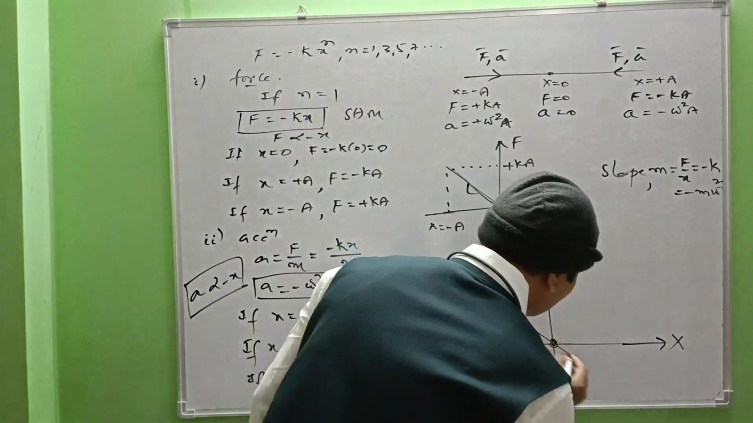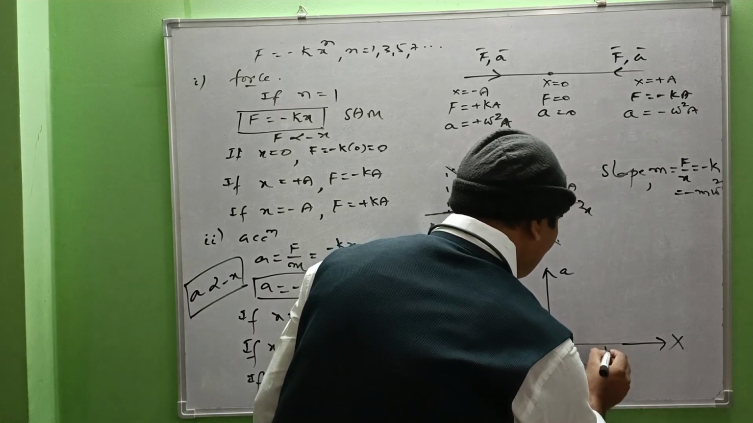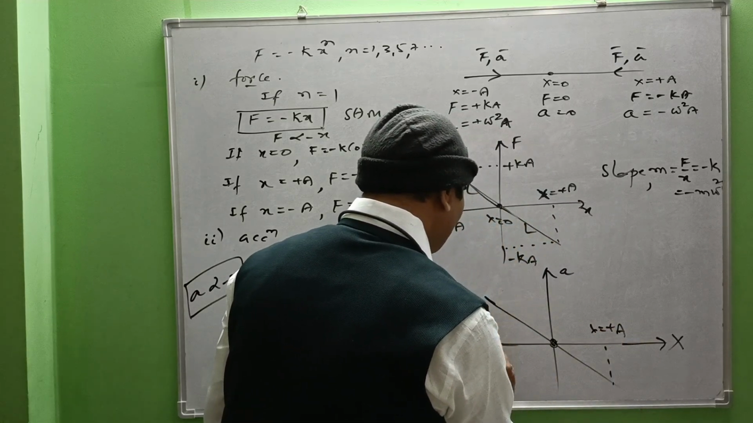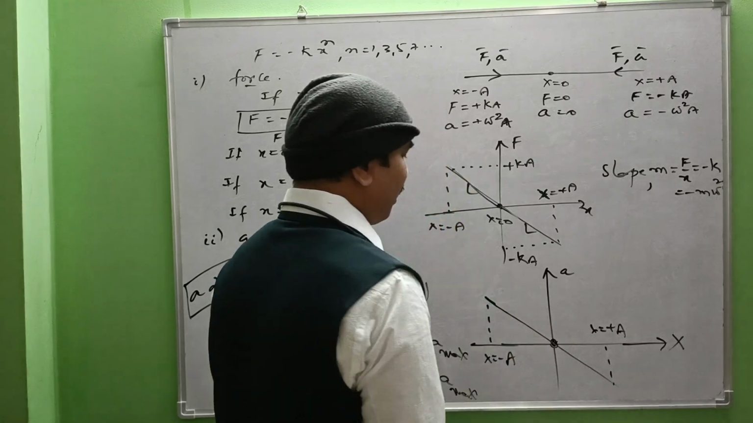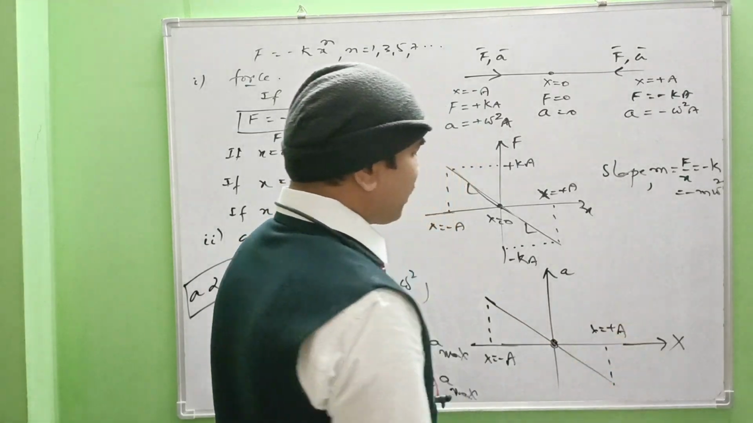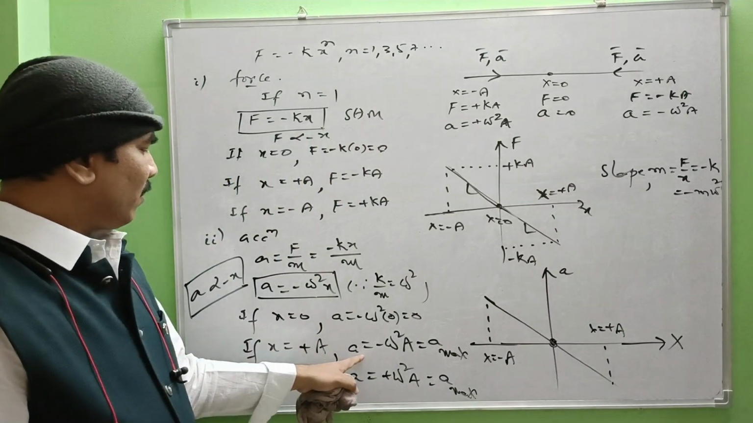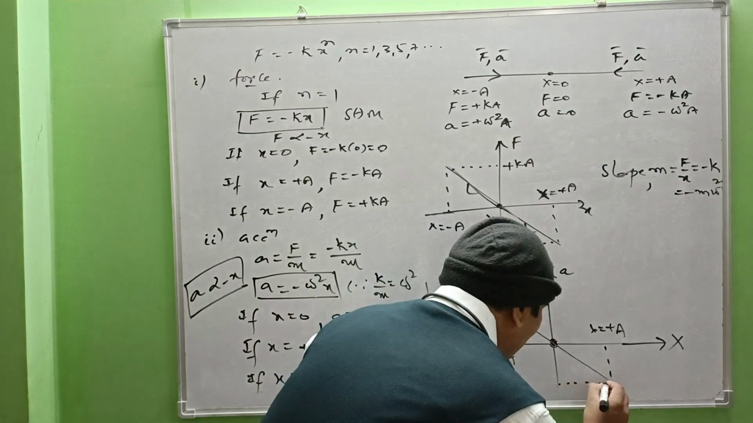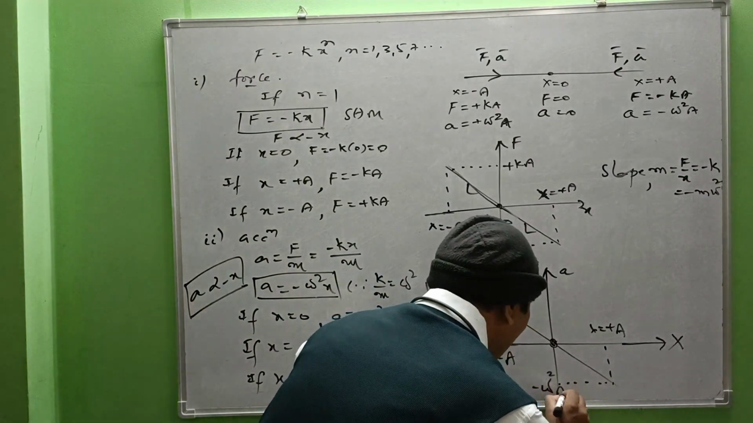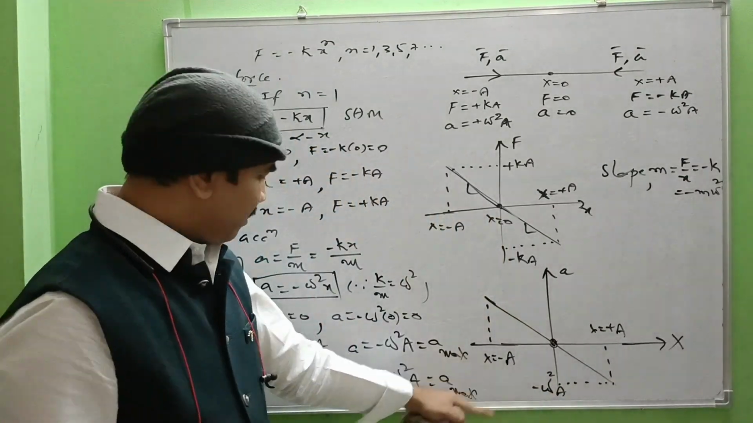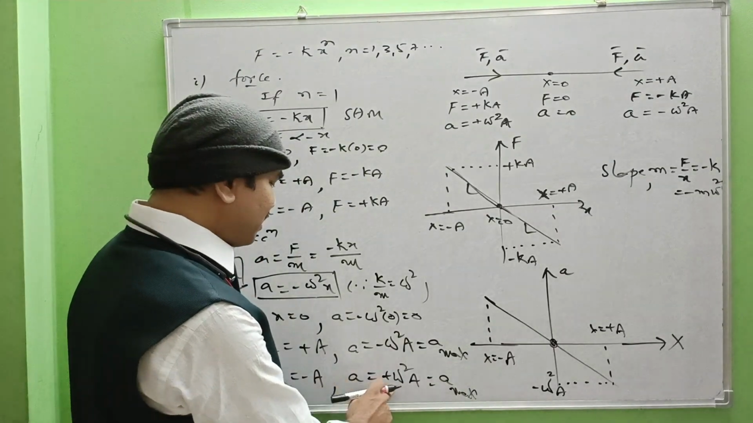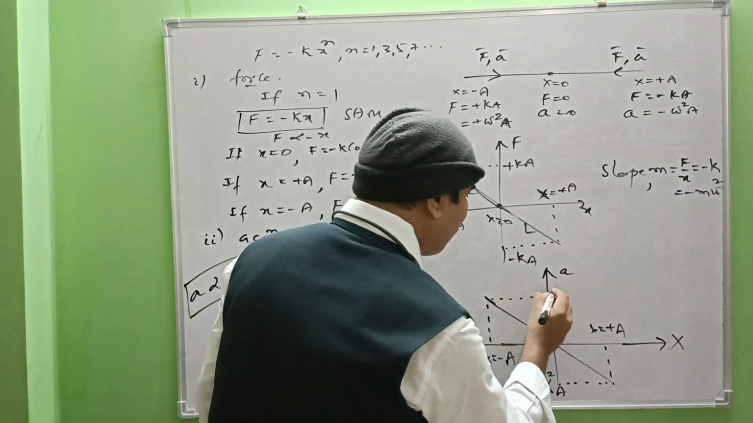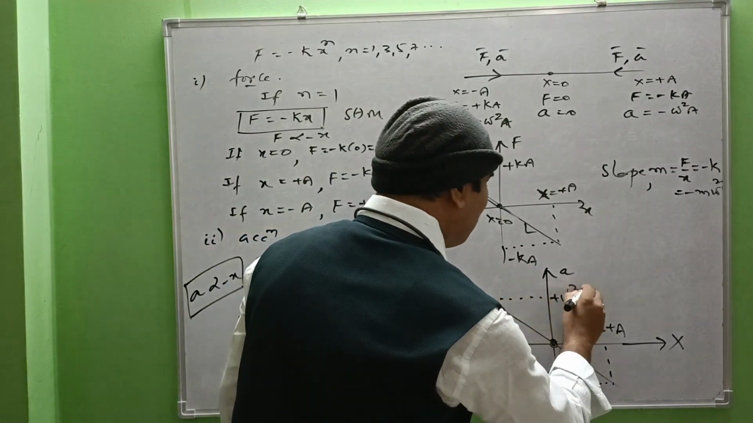That is like this. See? This is x equal to plus a, and this is x equal to minus a. When x equals plus a, what is the acceleration? Minus omega square into a. When x equals minus a, acceleration equals plus omega square into a.